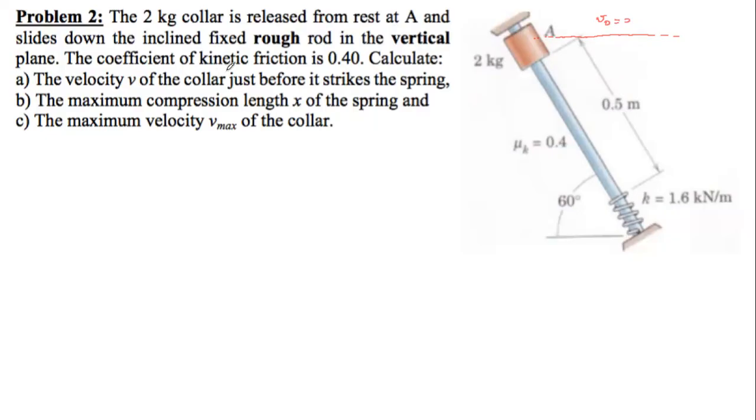It slides down this inclined rough rod, and I give you the coefficient of kinetic friction, mu K, 0.4. Question: calculate the velocity V of the collar just before it strikes the spring. The spring is here. So let's draw the horizontal here.